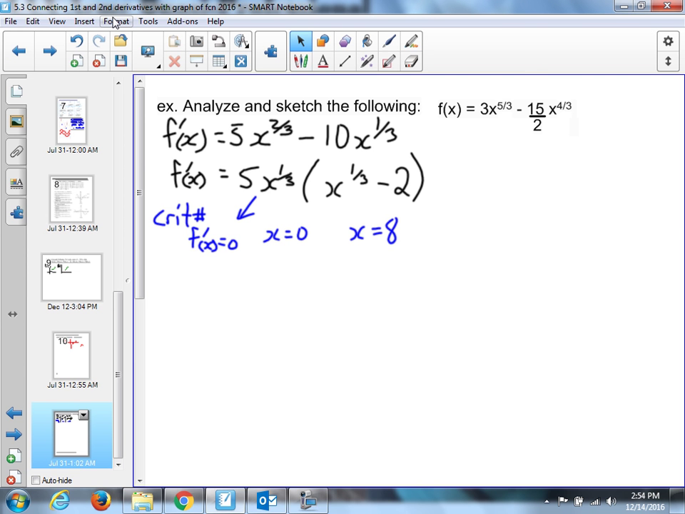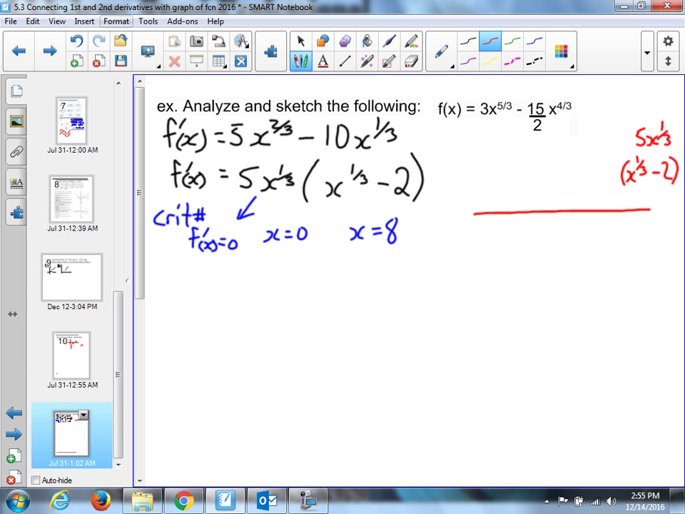Okay. Then, we're going to do some sign analysis here. So my factors from f prime are 5x to the 1/3, then x to the 1/3 minus 2. Where do I get zeros from those? I get them at 0, 8. Is there any restrictions on the domain, by the way? The original function, yeah, you told me. Is there any restrictions on a cube function? No. Okay, so then, we just toss in our zeros.